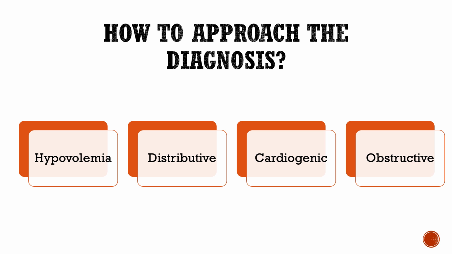So how to approach the diagnosis or diagnostic approach to hypotension? It is helpful to break it down into 4 main categories, such as hypovolemia, distributive shock, cardiogenic shock, and obstructive shock. And we'll talk more about these categories later in the lecture.